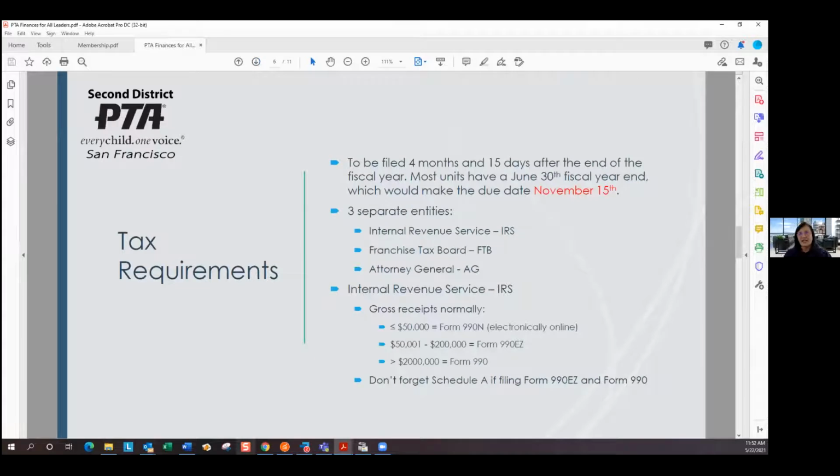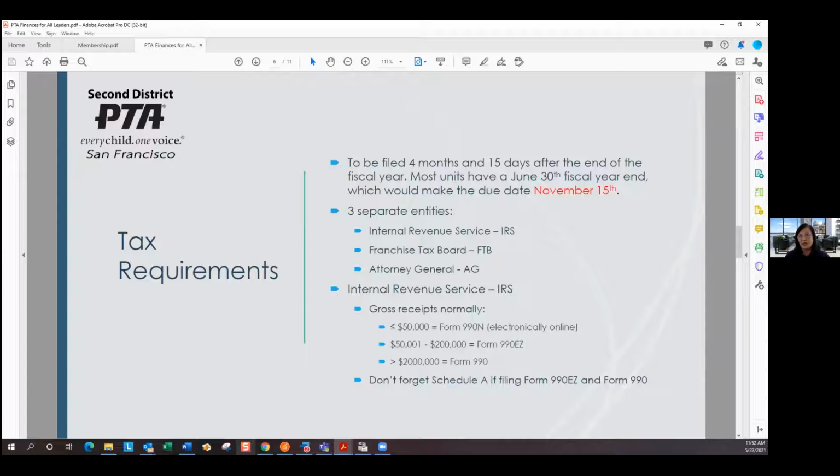Okay. So tax requirements. Taxes are usually due 4 months and 15 days after the end of the fiscal year. And I think most of our units have a June 30th fiscal year, which makes the due date November 15th. There are 3 different entities that we file taxes or other requirements with, and that's the Internal Revenue Service, the Franchise Tax Board, and the Attorney General.